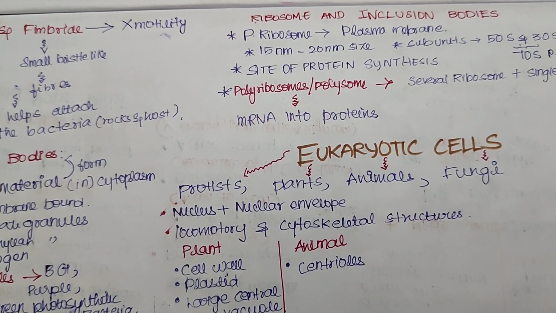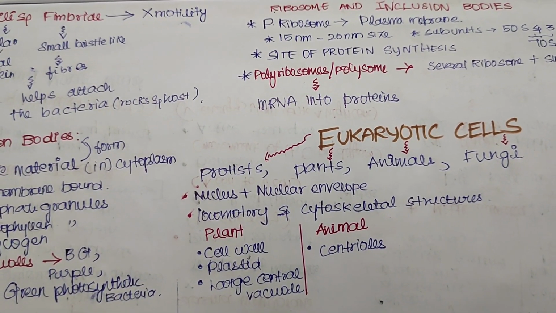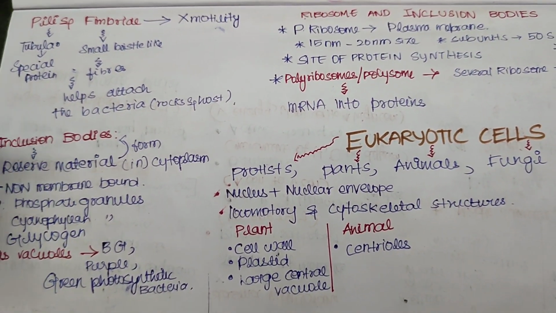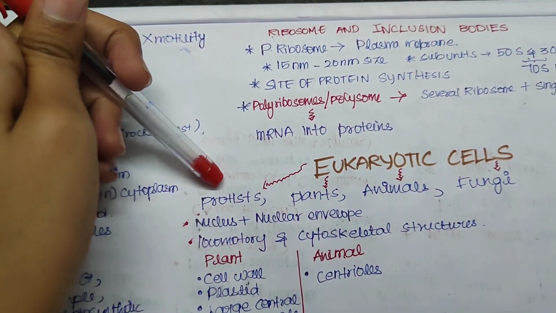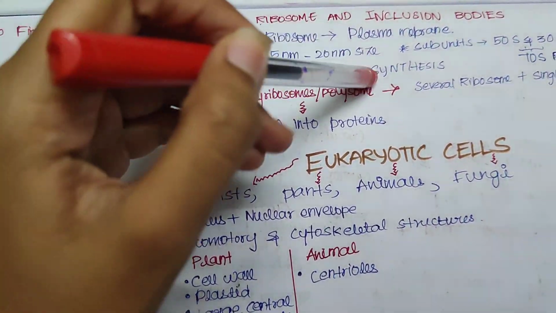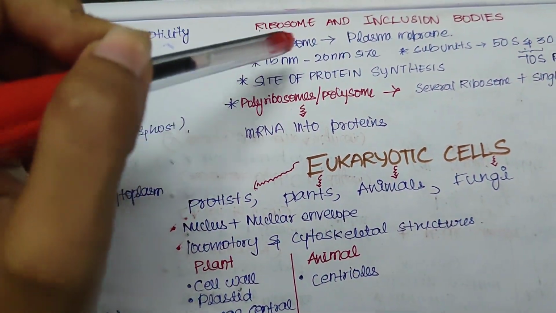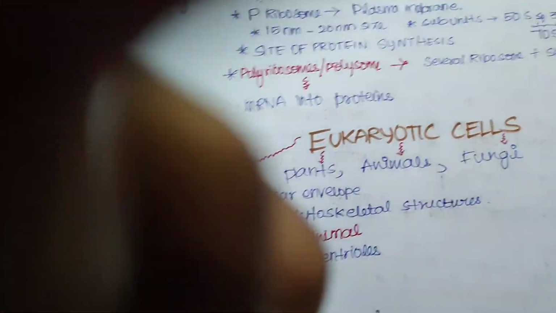Now we will talk about ribosome and inclusion body. In the previous video, we have talked about the prokaryotic cell and what are the cell envelope present and what are the modification and their function. Now we will talk about the ribosome and inclusion body. The prokaryotic ribosomes are present in the plasma membrane. So P ribosome, prokaryotic ribosome, and it starts with plasma membrane. So PP. Okay, remember that.